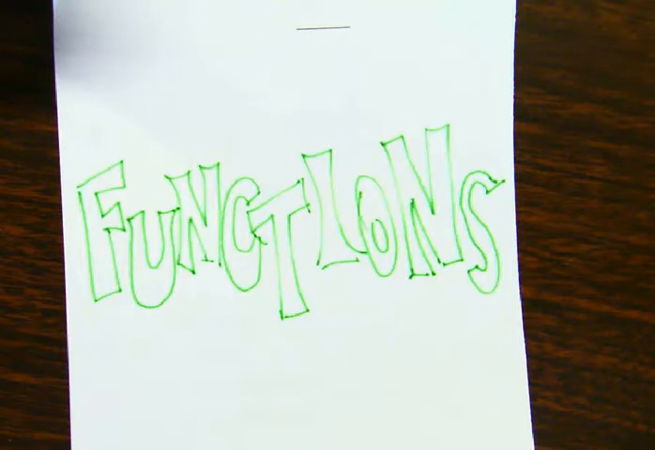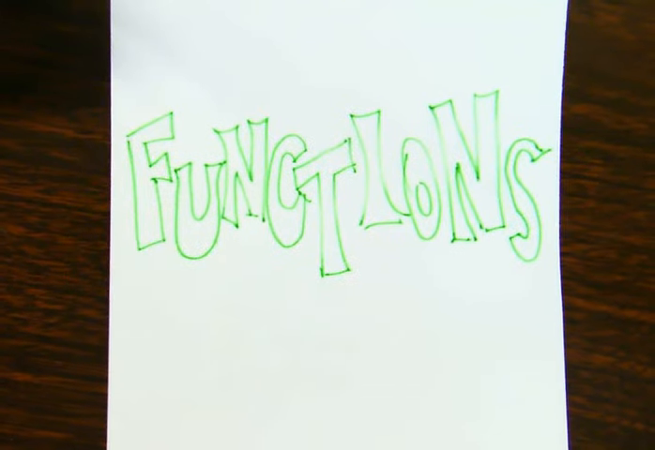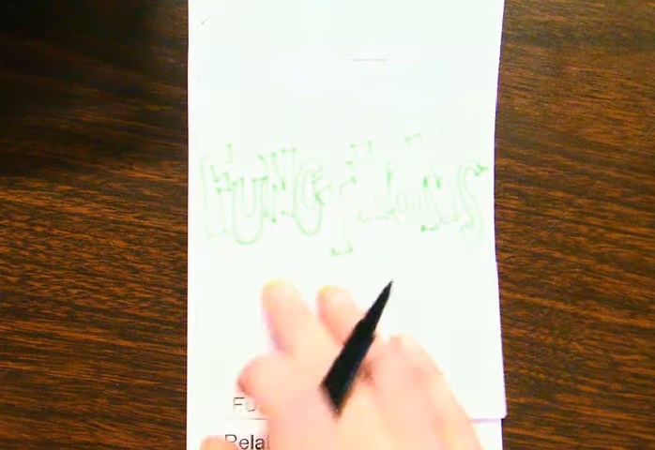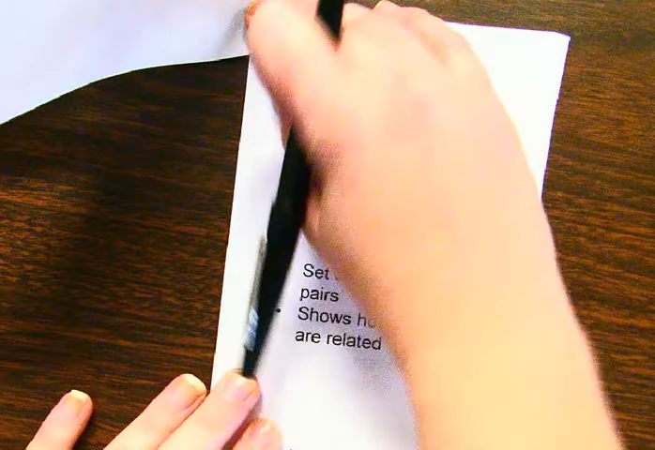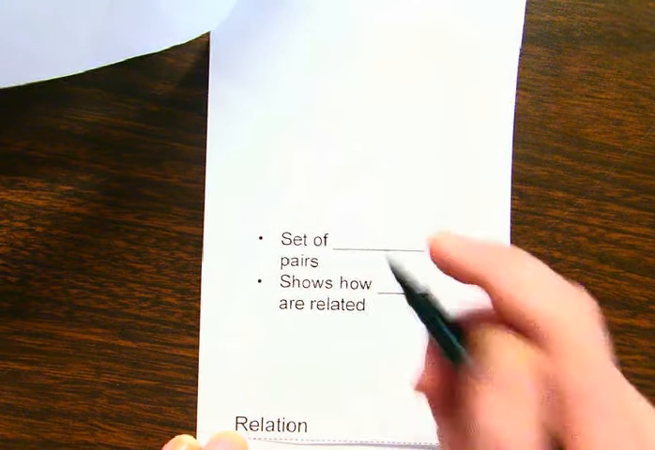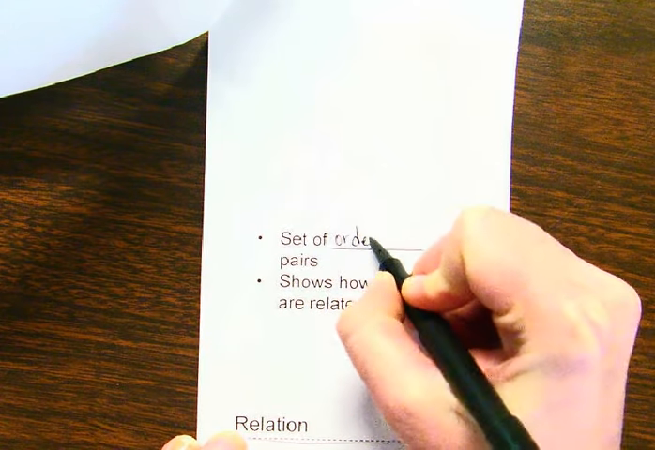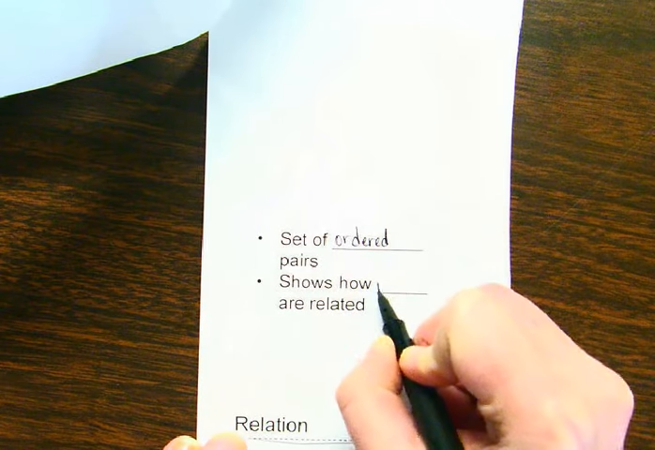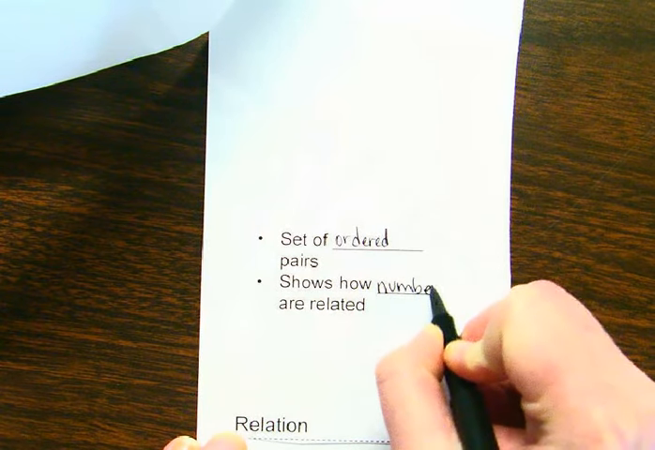Hello, today we are going to learn about functions. So we've got our foldable here, and I've added the word functions to my cover page. I flipped my cover page, and a relation, my vocabulary word here, is a set of ordered pairs, and it shows how numbers are related.